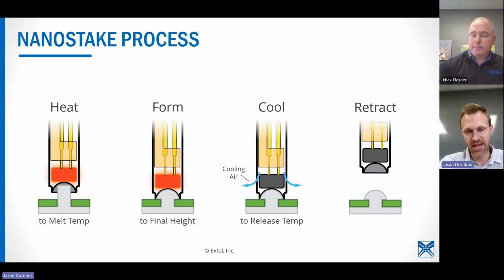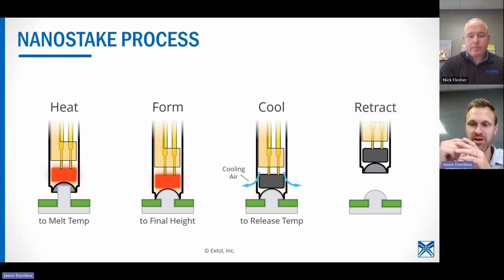Next is nanoSTAKE. So the nanoSTAKE process is different. InfraStake was using infrared radiation energy. nanoSTAKE uses conduction. First, in nanoSTAKE, what we do is we heat the punch up to a programmed melt temperature. And there's a sensor inside of the heater, so we know that we've actually achieved what we're telling it to do. So it heats up to a programmed melt temperature.